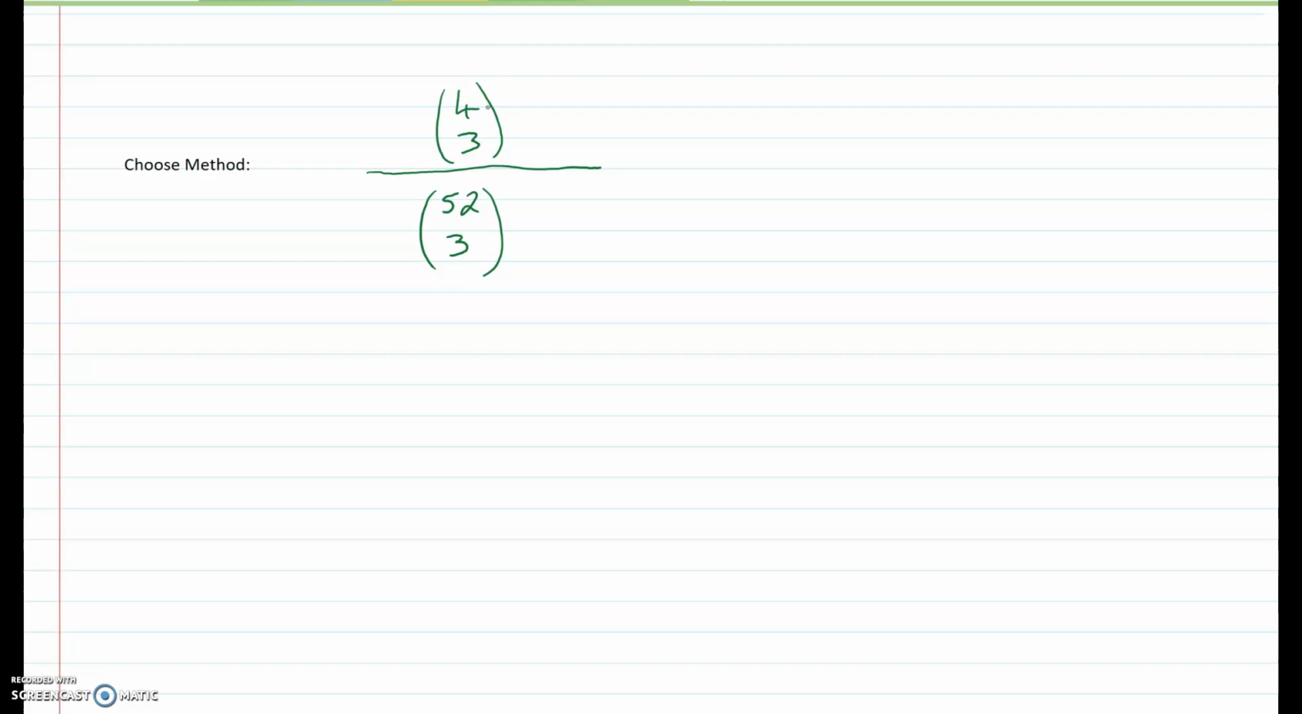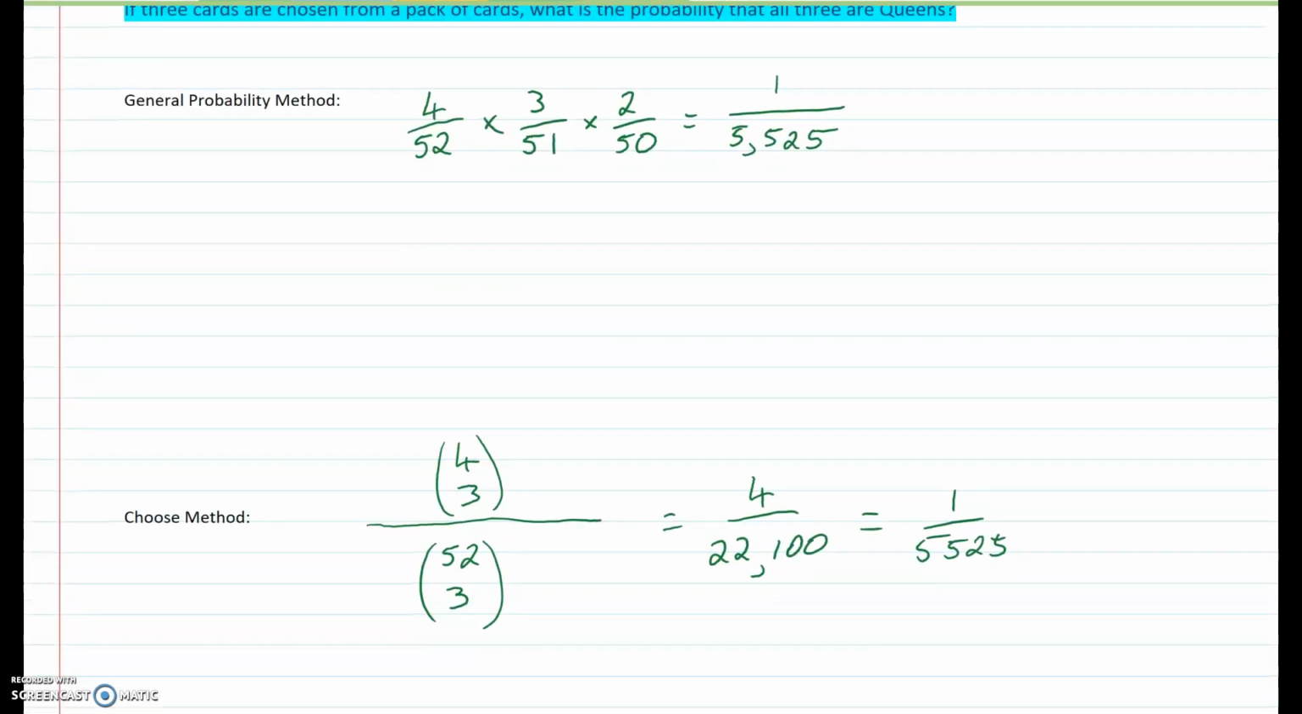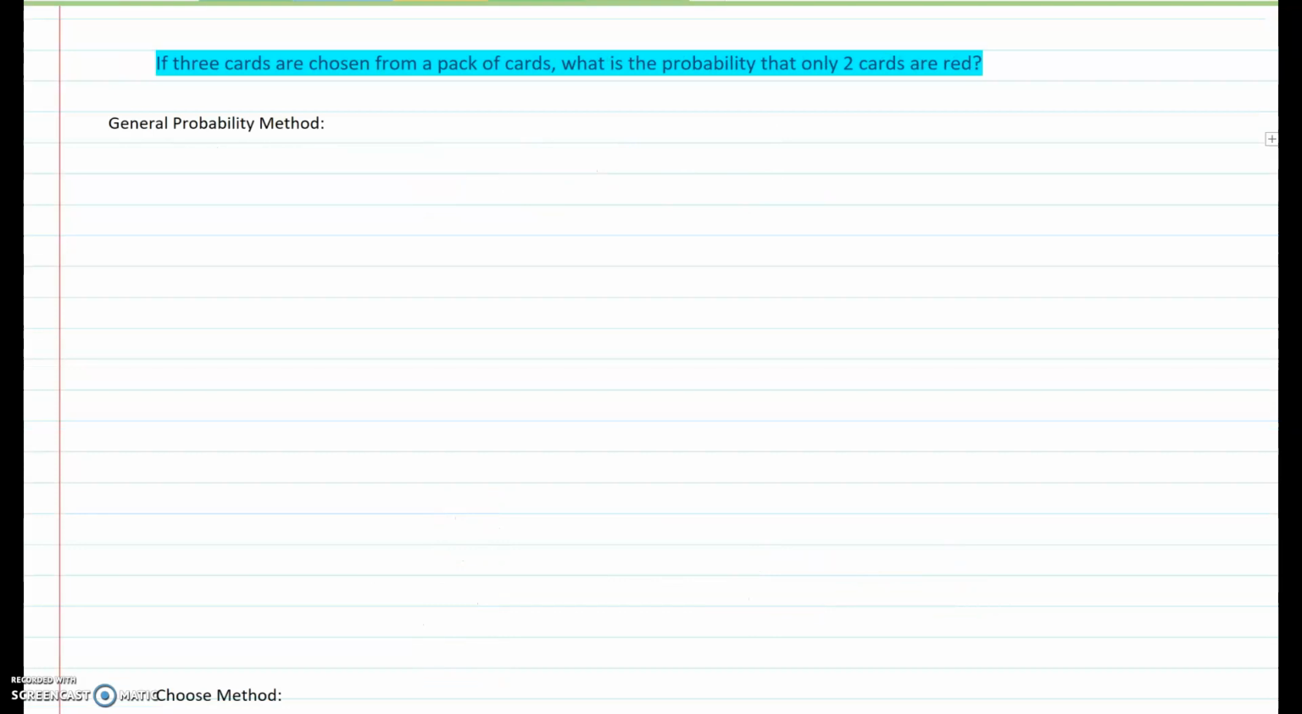On top is the number of outcomes that I want. When you run the numbers on that, you get 4 over 22,100, and that simplifies down to the same as what we had above, 5,525. So I'm going to get the same answer both times. I'm just doing it a different method. Now, again, for that example, there is nothing to be gained from using the choose method. But the next example that I'm going to show you, it is significantly easier if you use the choose method.